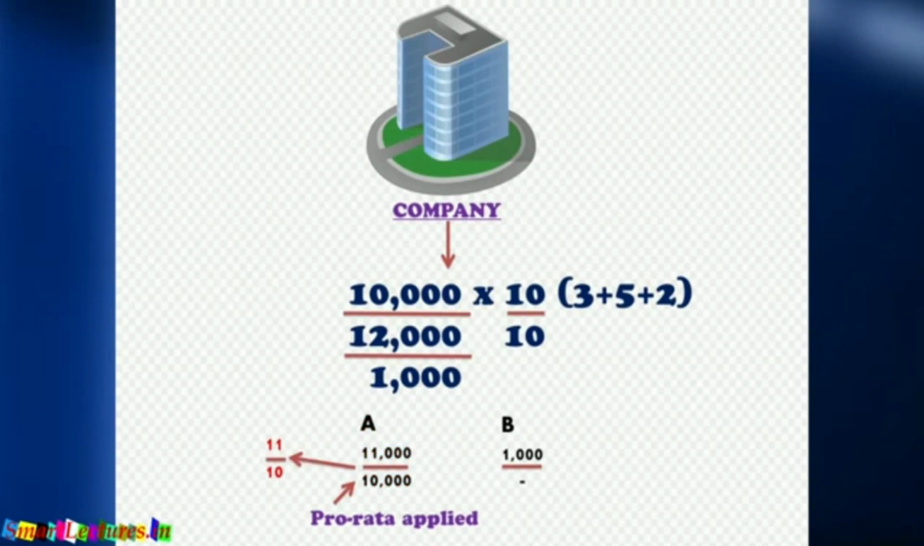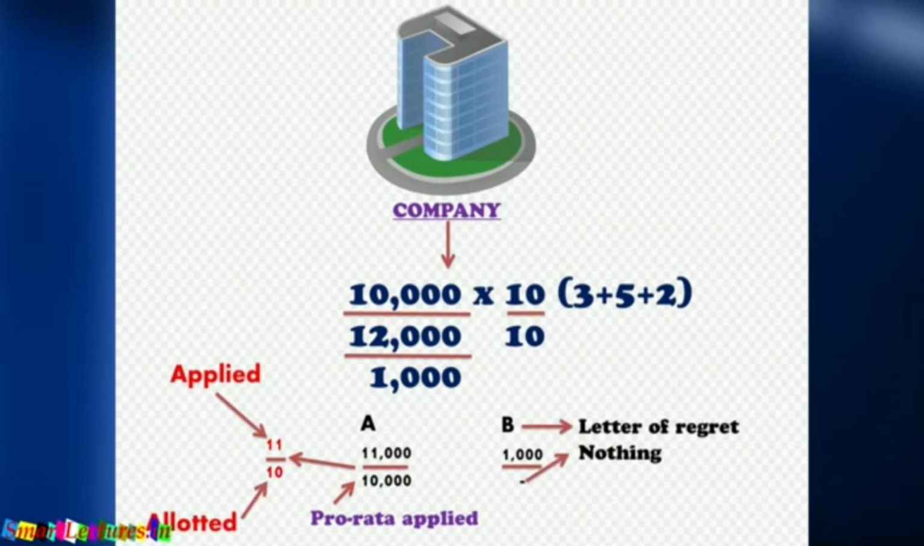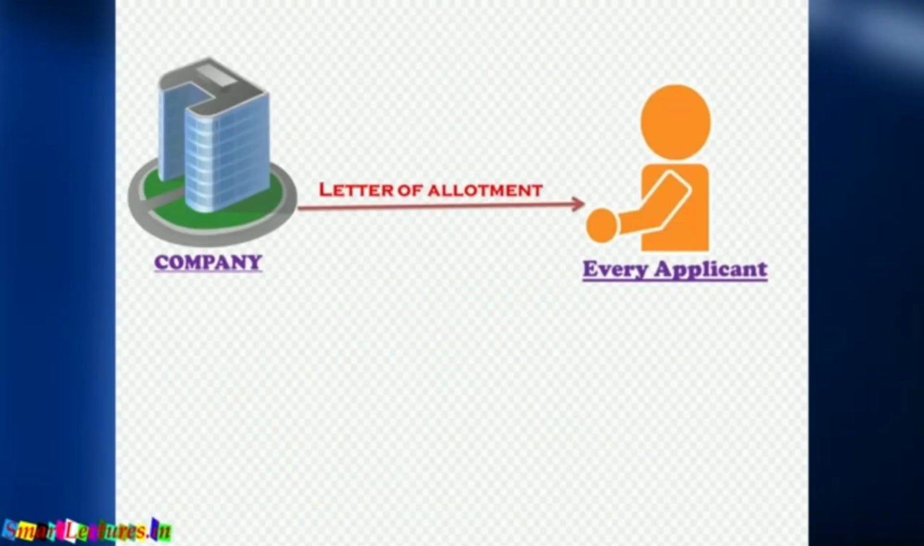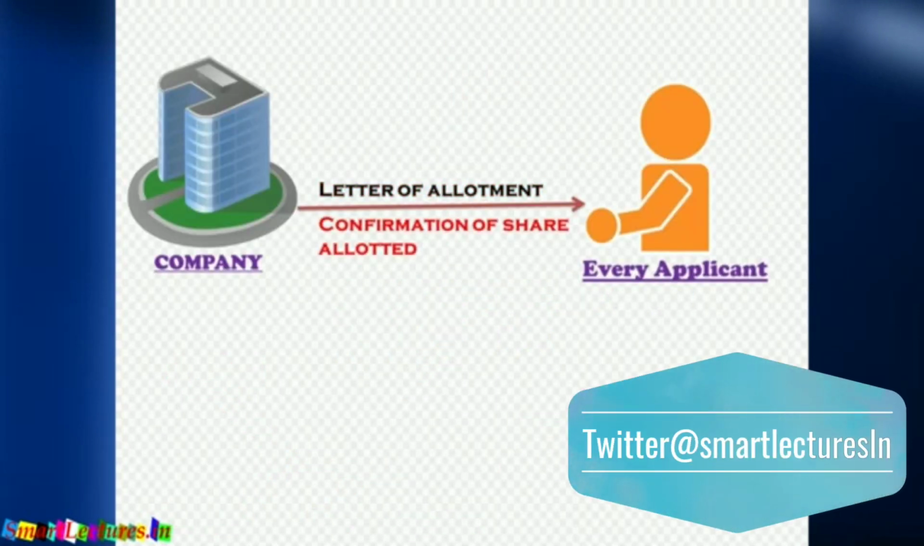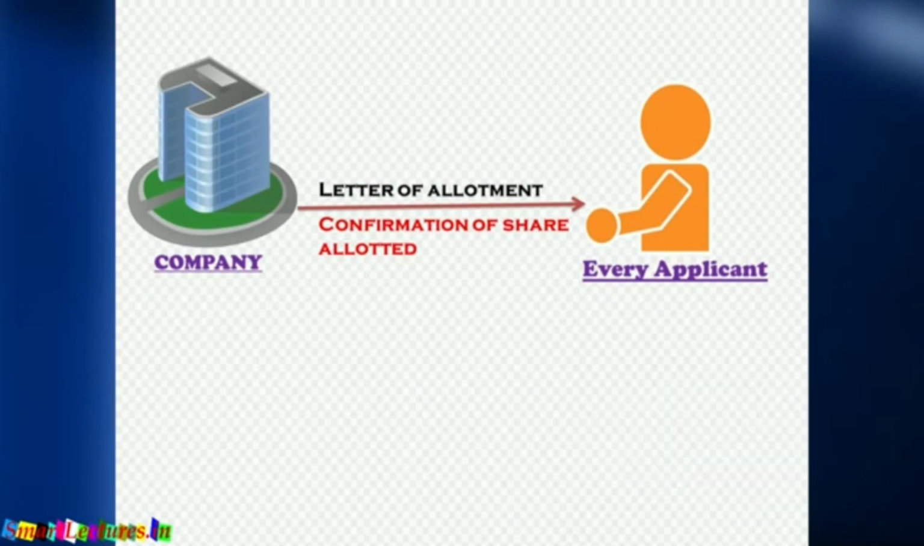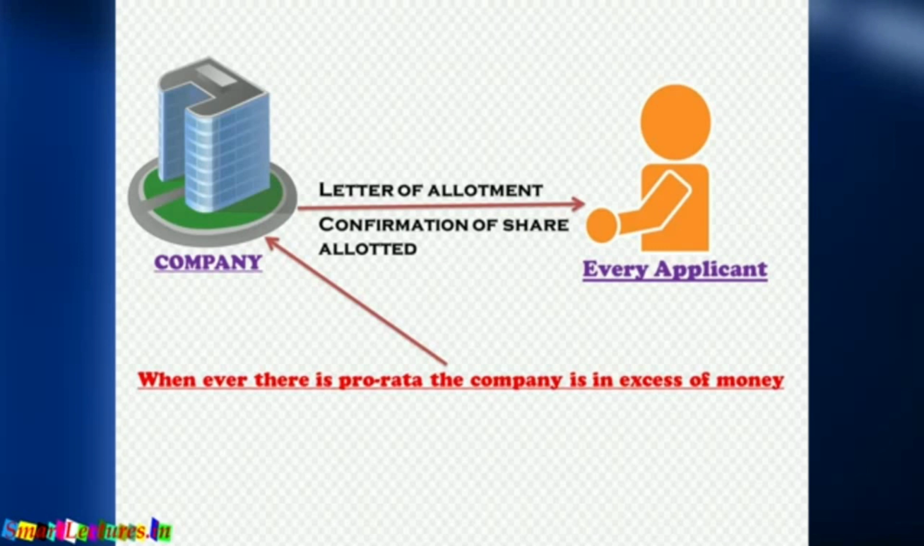In this question, every applicant was sent a letter of allotment, meaning the confirmation of shares allotted, but on pro rata basis. Whenever there is pro rata, the company has excess money, and that excess money is adjusted to the next installment, the allotment. I've already told you that you should develop the table in this situation of pro rata.